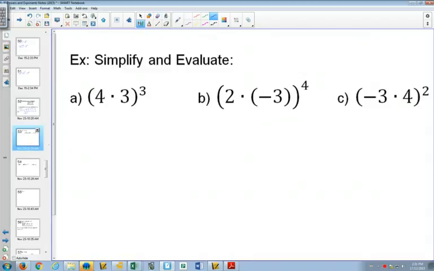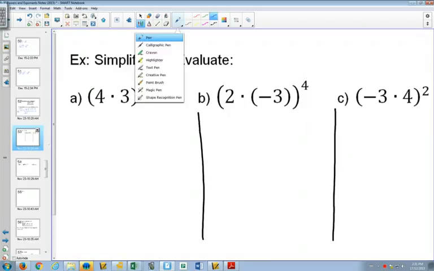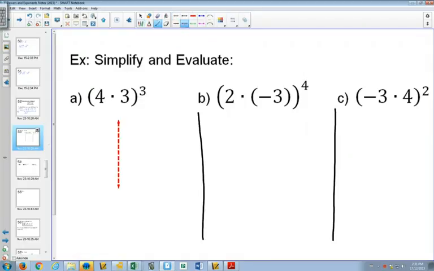So now we're going to do some here. What I'd like you to do is to write the answer in 2 different ways. One way where you do the inside the brackets first, and one way where you use the new power of a product law. And each of these says evaluate as well. So with evaluate, we want to get a final answer in the end.